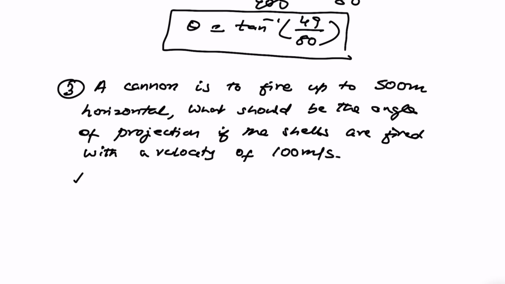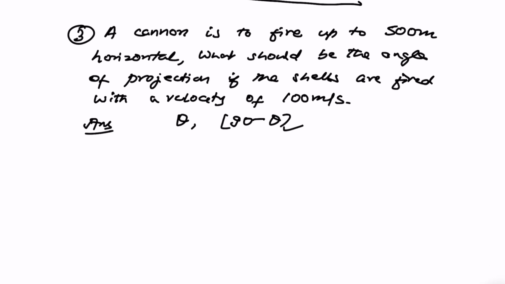Now, in the video on the theory, I have told you that there are two angles at which a body can be thrown so as to have the same range. If we want the body to reach the same range, then there are two angles at which we can throw the body, one theta and the other 90 minus theta. So we will use that same concept.